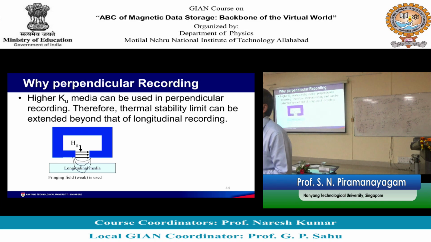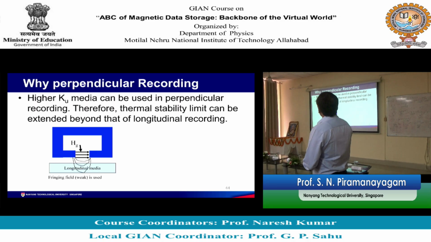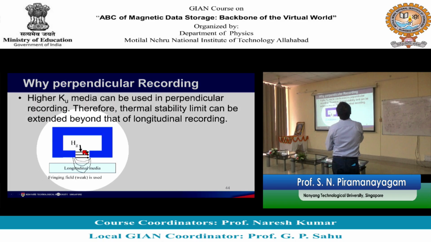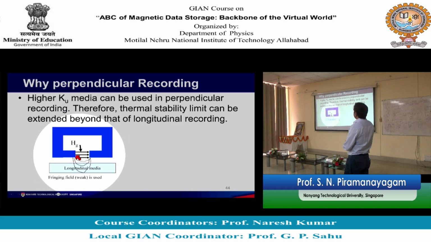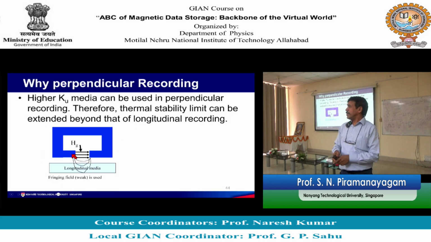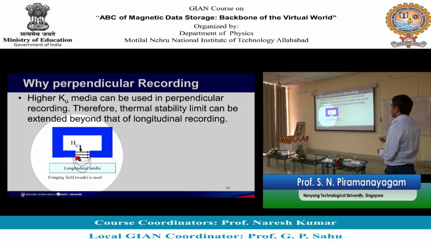Away from the pole it will be weaker. Normally along this gap the field is stronger, and the fringing field is usually weaker.